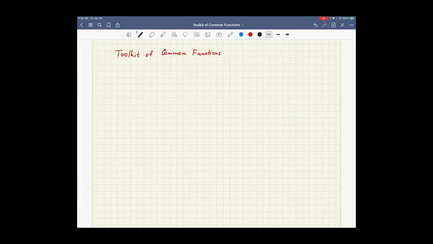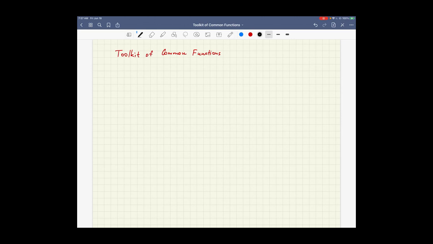Part 6 of week 1 is Toolkit of Common Functions, where we briefly talk about the most common types of functions that we will see in this course, and also discuss their domains and ranges.